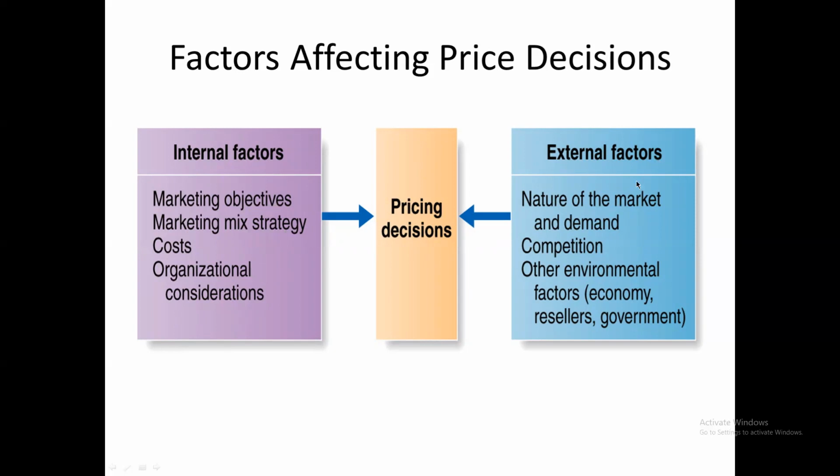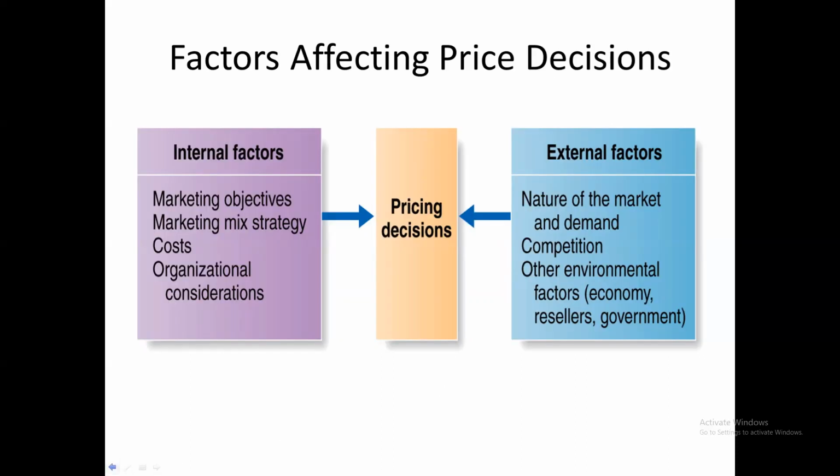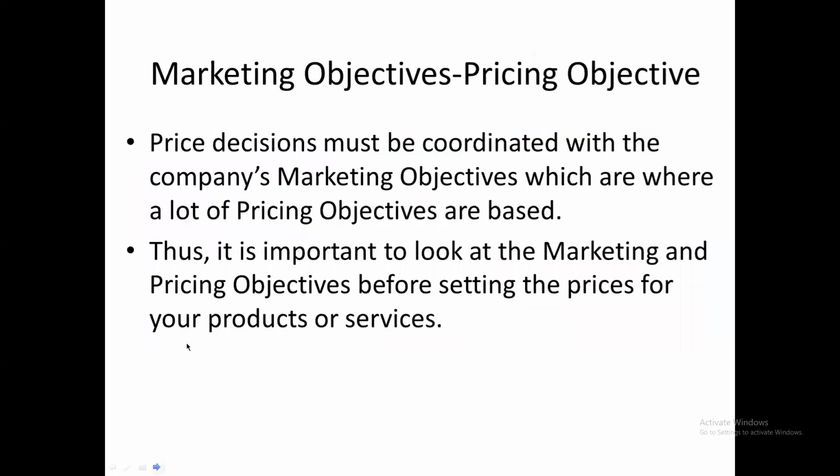Then there are some external factors, that are the nature of the market and demand. Then competition with other competitor industries. Then there are some environmental factors, that is economy, resellers, and government actions. They will affect the pricing decisions. Marketing objectives and pricing objectives. The first one is marketing objective. This is the internal factor.